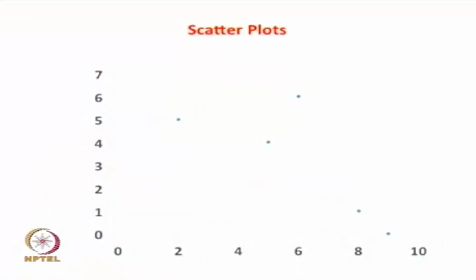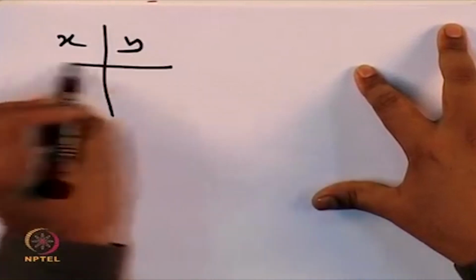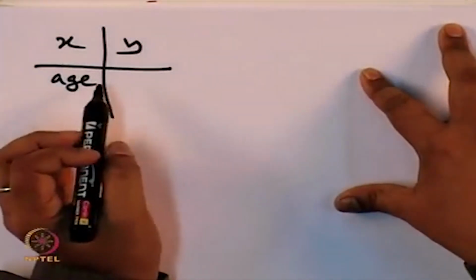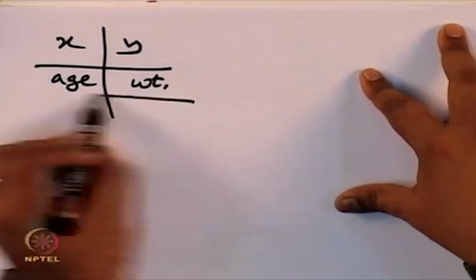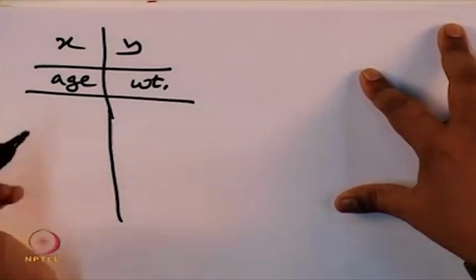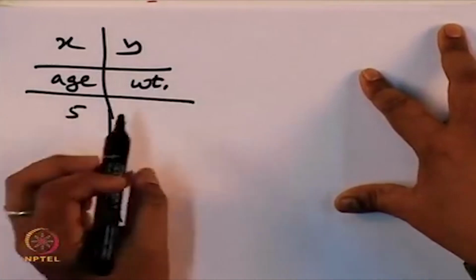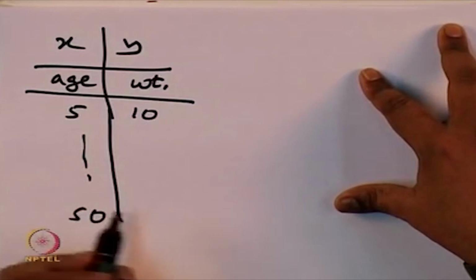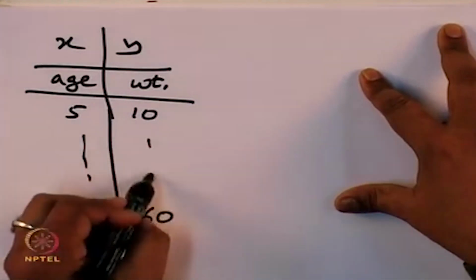Another type of plot which is widely used is called a scatter plot. A scatter plot is just x and y values. Let us say I have x versus y, with age as one variable and weight as the other. I can have this generation: age is 5 years, weight is 10 kgs, and so on, and at 50 years, weight is 60 kgs. So, you have a range.